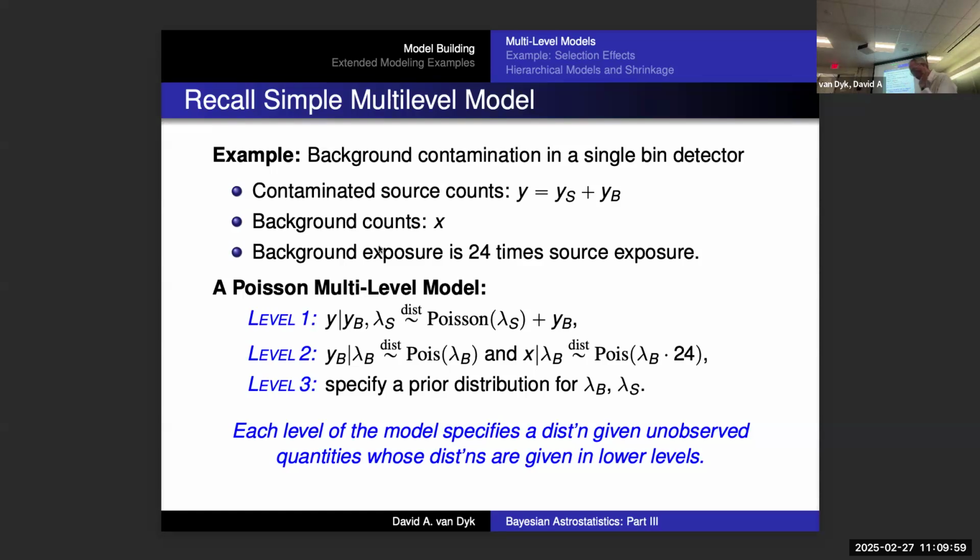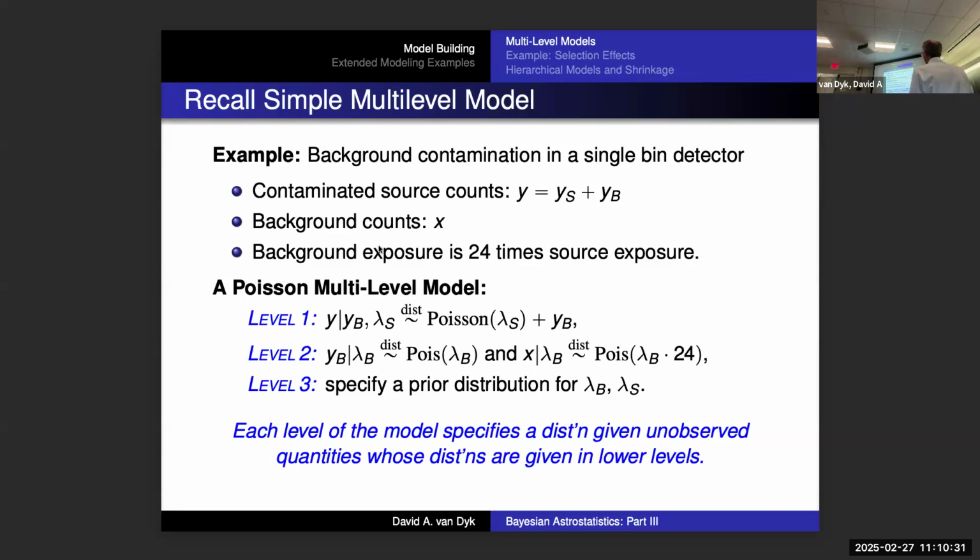And so here I have at the top, you can see contaminated source count. So we observe Y, the total count, but we imagine that it's composed of 2 individual counts, source counts and background counts. We can't tell the difference, of course. So YS and YB are unobserved. Maybe we could call them missing data. But we only observe Y. There's another background exposure where we have a second count that is pure background, at least we suppose it's pure background X. And suppose we have a background exposure is 24 units.